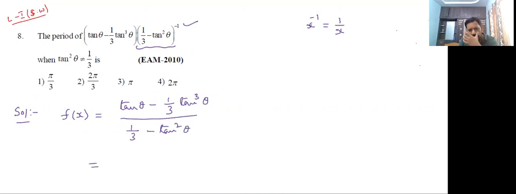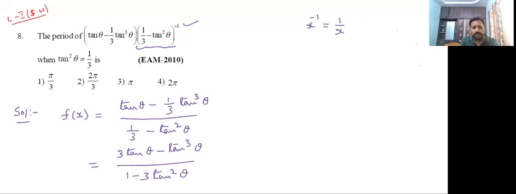Numerator take LCM and denominator also take the LCM, so 3 is going to cancel. We get 3 tan theta minus tan cube theta divided by 1 minus 3 tan square theta. So this is f of theta, 3 tan theta minus tan cube theta divided by 1 minus 3 tan square theta means tan 3 theta. So finally we got the function is tan 3 theta.